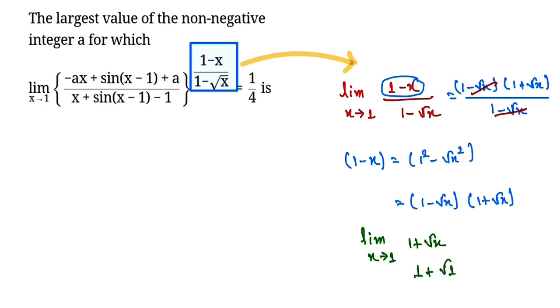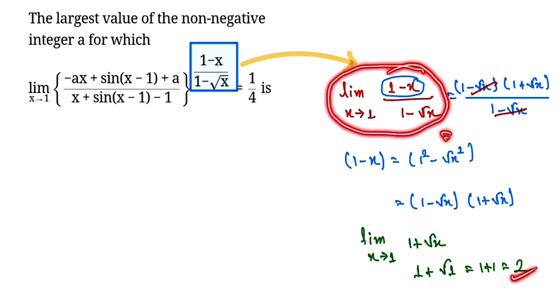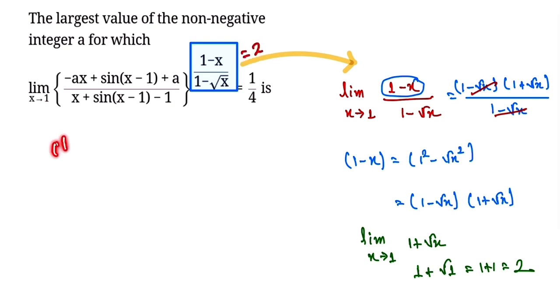The value is 1 plus under root 1, so 1 plus 1 is equal to 2. So the value of this power is equal to 2. Now we can write 2 here, and now arrange this.